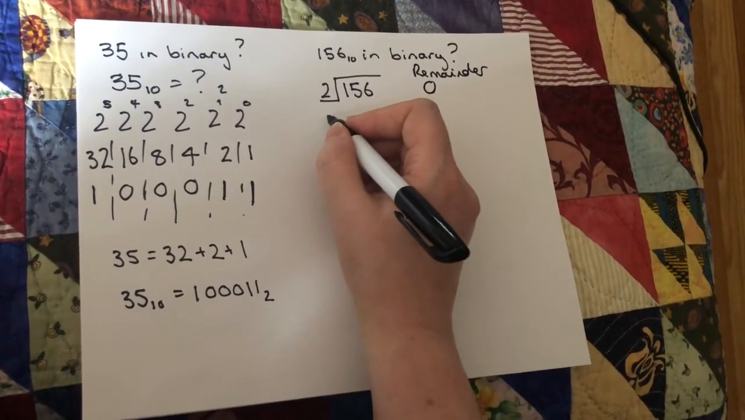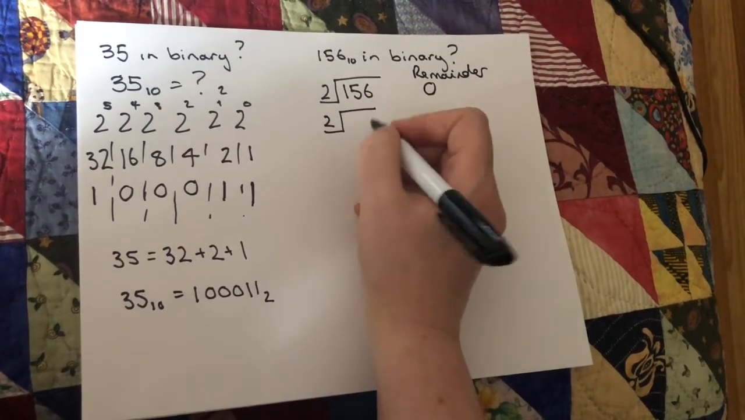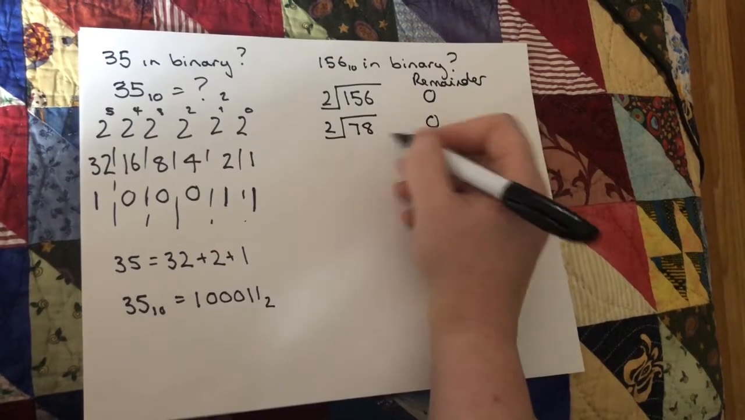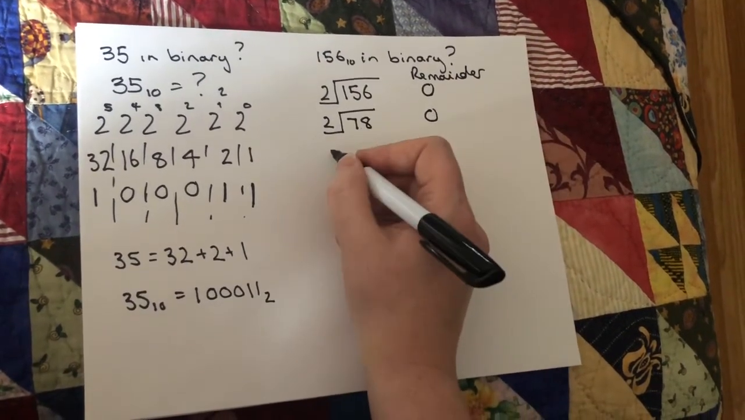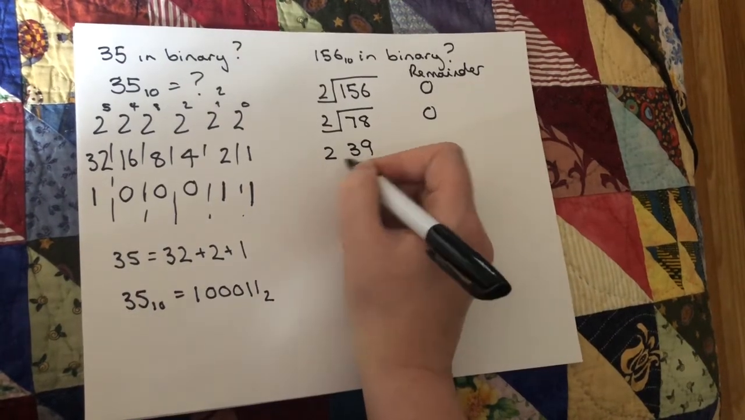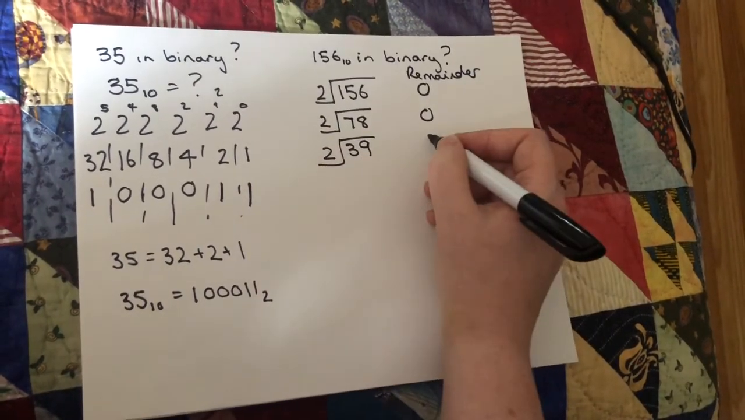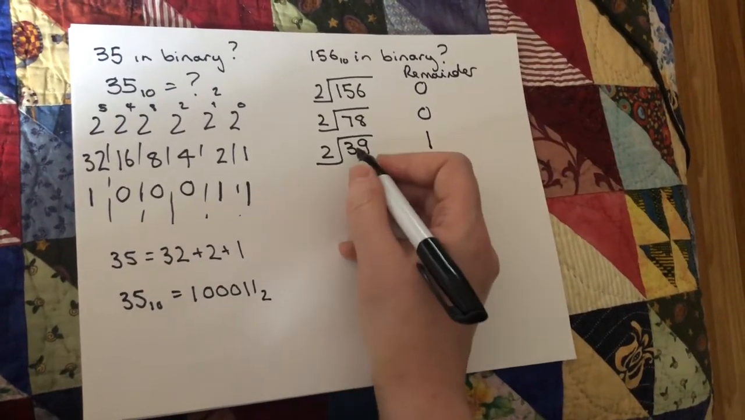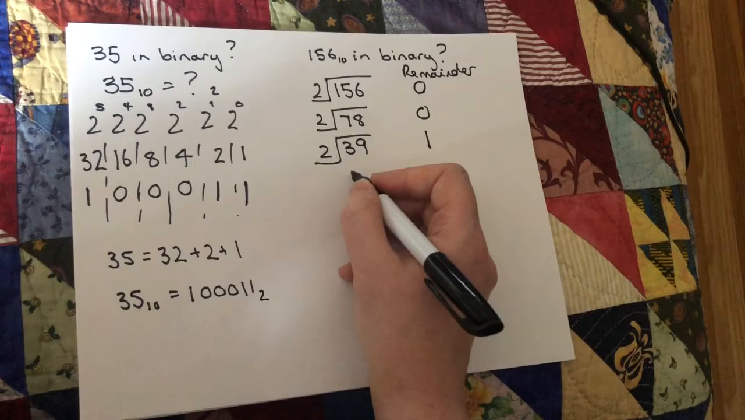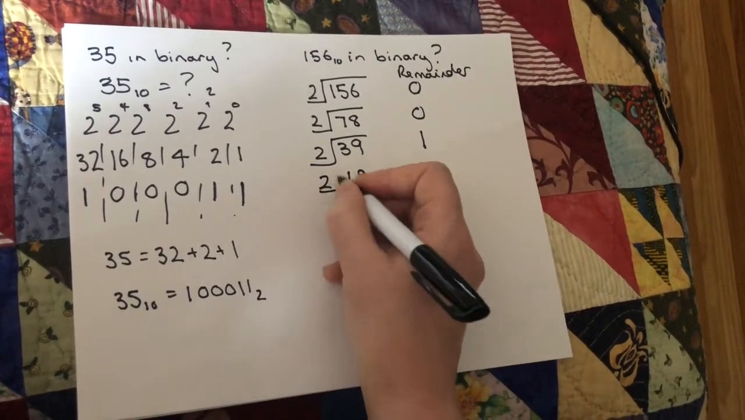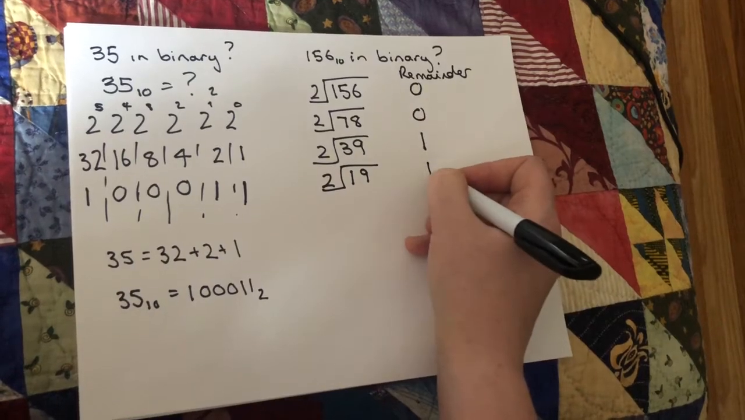156 divided by 2 is 78. It's even again, so no remainder. Divide that by 2, I get 39. Now if I divide 39 by 2, there is a remainder of 1, so I'm going to write that here. So if I now have 38, I divide 38 by 2, I get 19. That's an odd number, so I have a remainder.